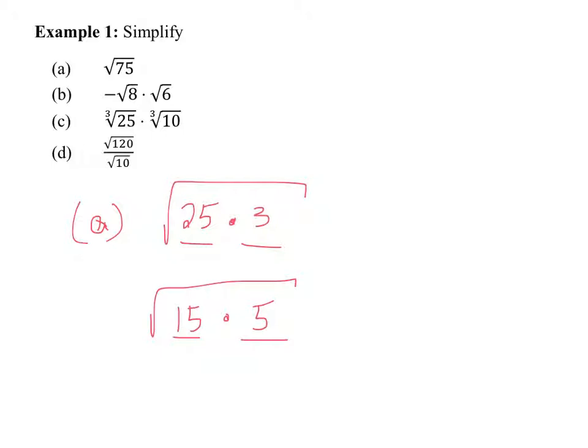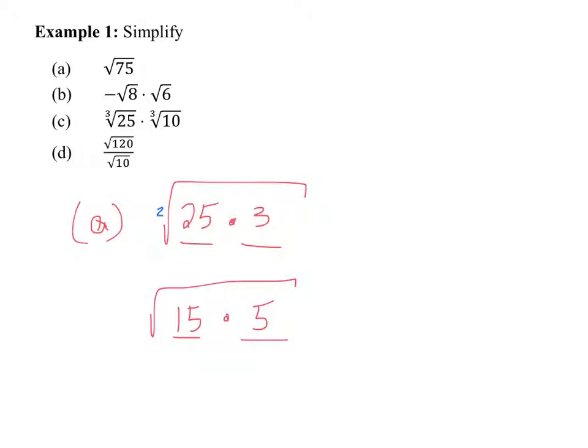And how do I know whether to look for a square or a cube or a fourth? 25. This is a perfect square. How do I know to look for a perfect square and not a perfect cube? Why am I not looking for numbers like 8, 27, 64, 125? Why not? Because it's a square root. Remember, we went over this last class. There's really a little 2 out here. This is really a square root.